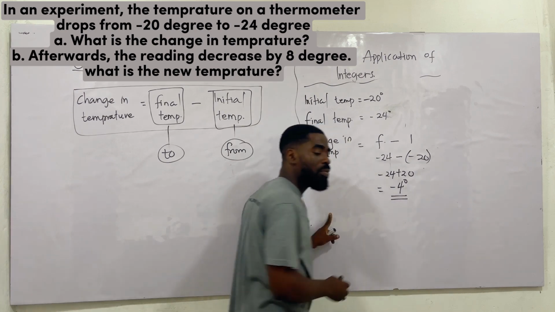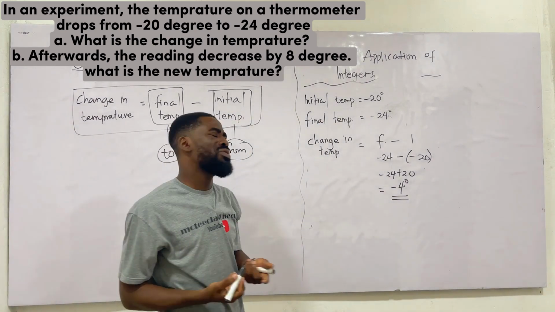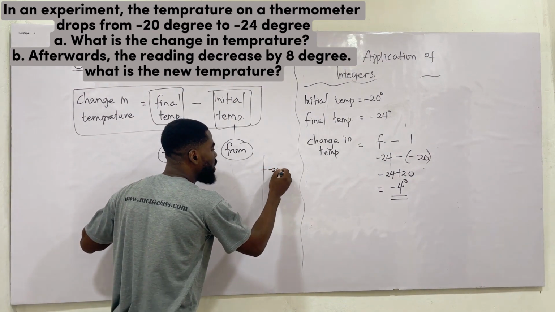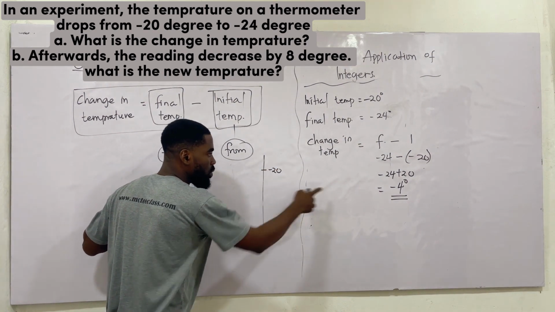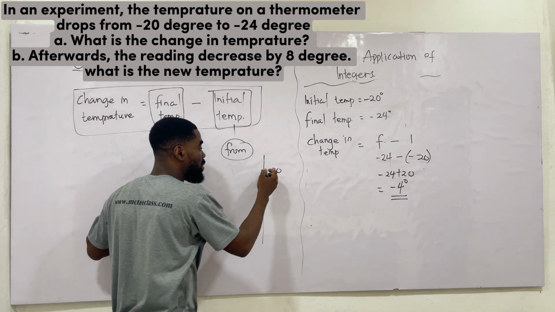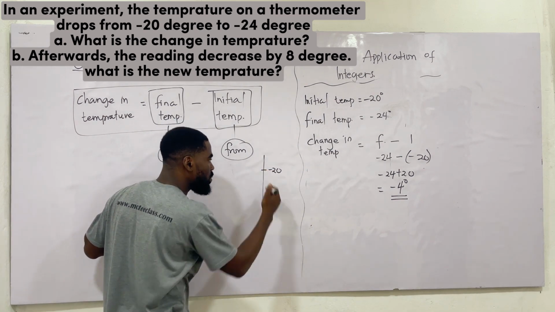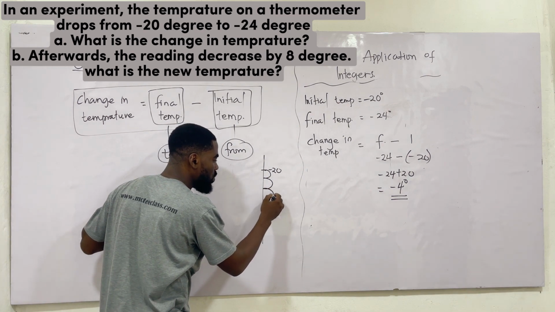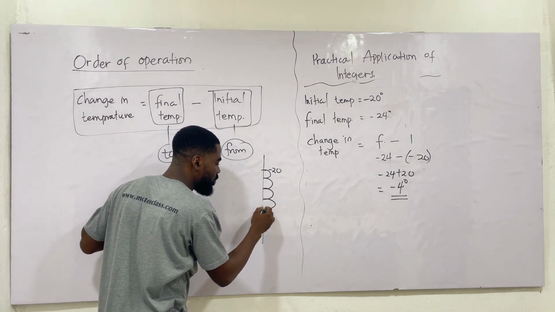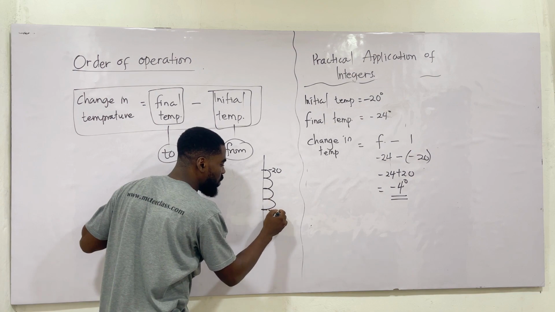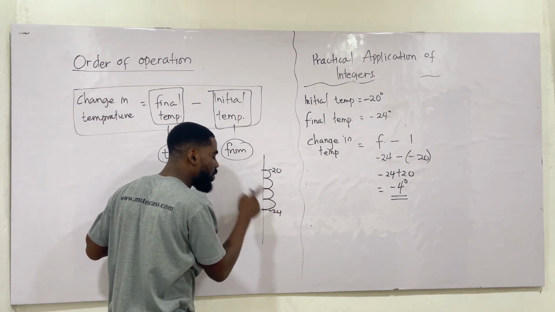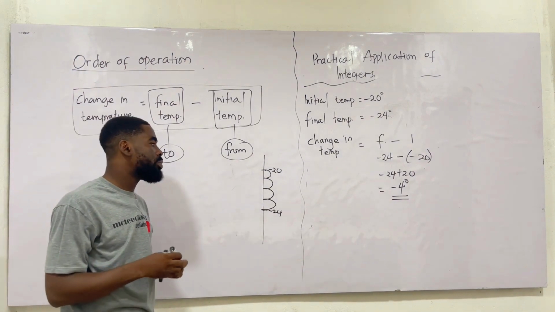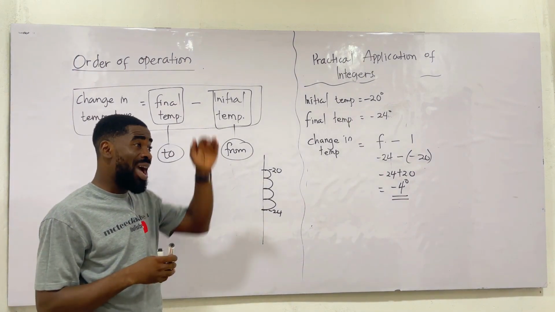So the change in temperature is minus 4. How do we know it's minus 4? If this is a scale and we were on negative 20 and we drop to negative 24, dropping means we go down. So decrease means we go down. So we'll have negative 21, negative 22, negative 23, negative 24. 1, 2, 3, 4. So we have dropped by 4 degrees.